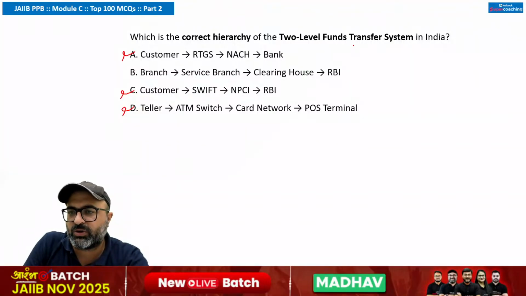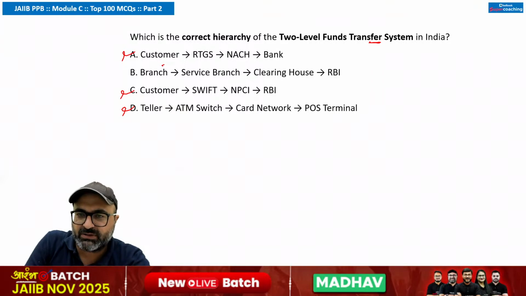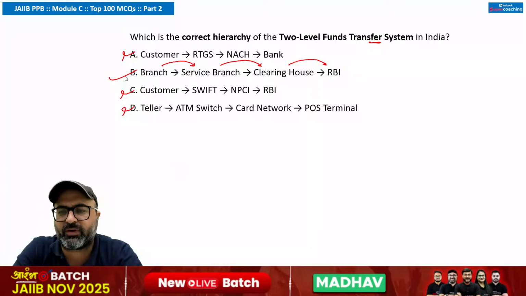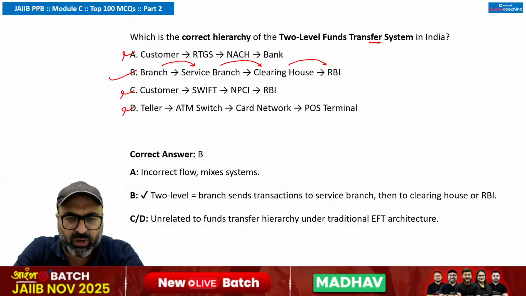But if I talk about the two-level fund transfer system, in this case it is branch, then service branch, then clearinghouse, and then RBI, which leads to the final clearing. So two-level means the branch sends the transaction to the service branch, then to the clearinghouse, or maybe to RBI, or from clearinghouse to RBI, whatever is required.